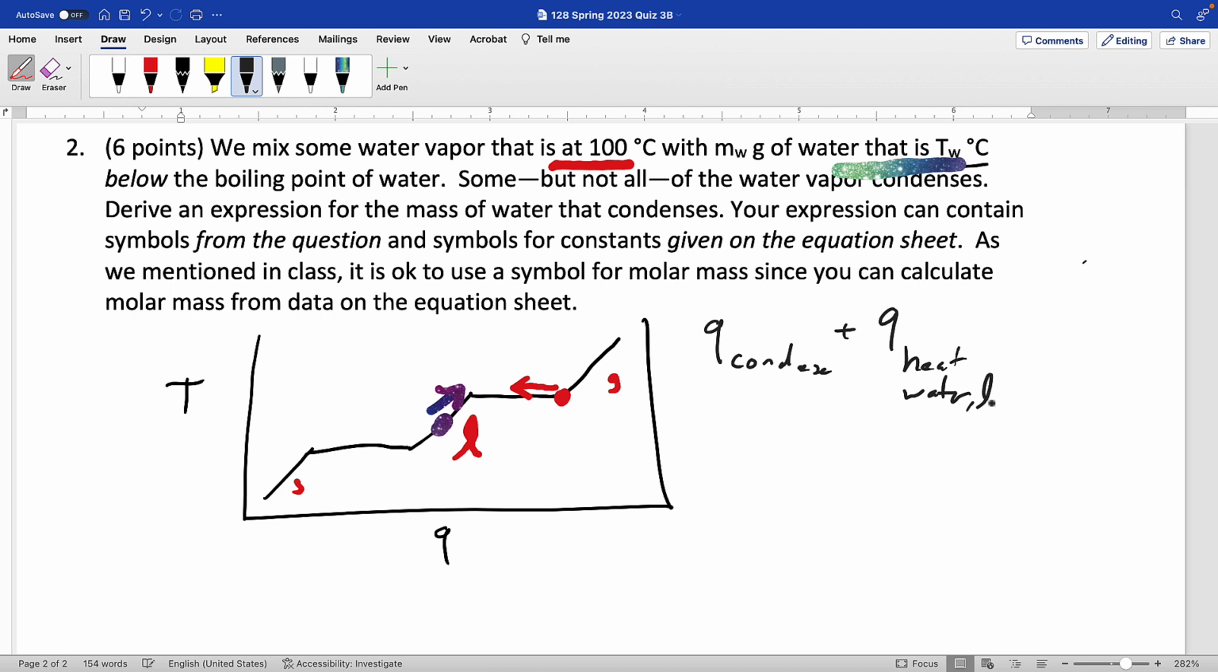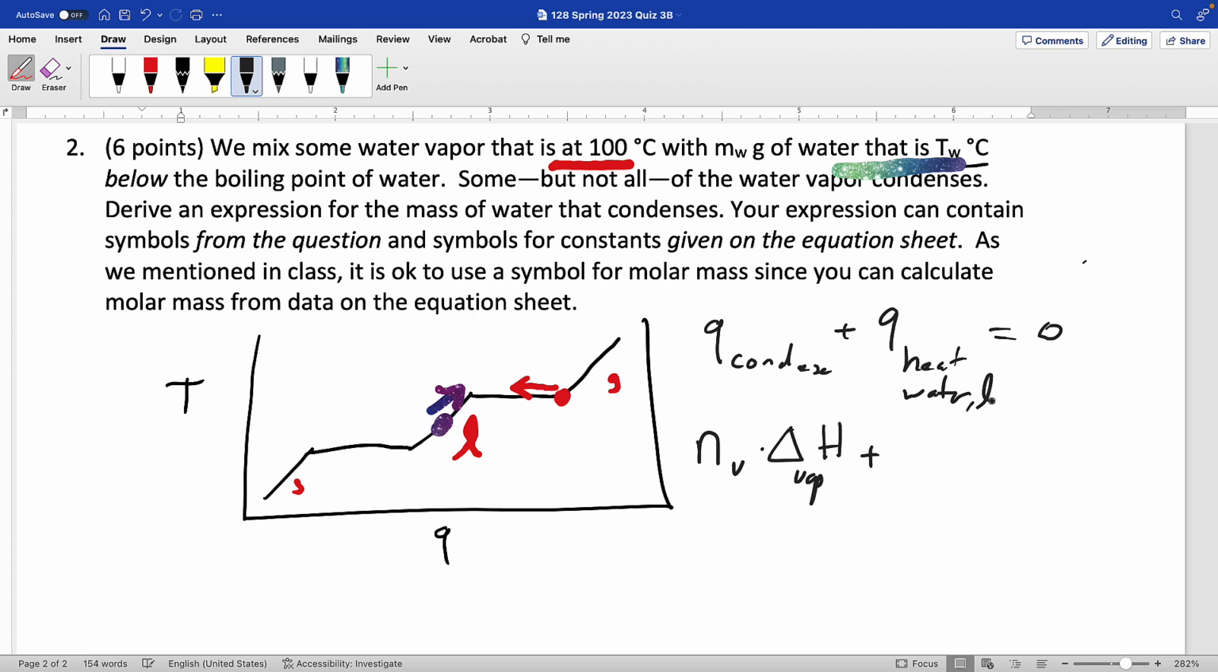And I'll put water or liquid. Those have to add up to 0, okay, because we're just exchanging heat between the two pieces. Then we're going to put in some terms here. So condensing is going to be the amount of water that condenses, we'll say N vapor that condenses, times the heat of vaporization.